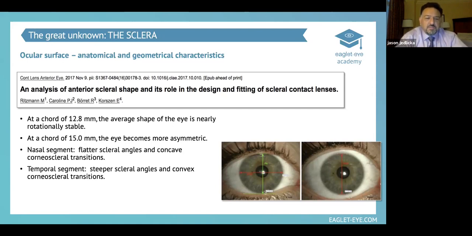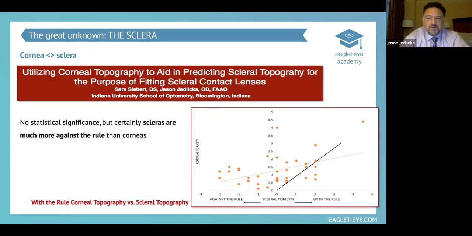Our nasal segment generally has a flatter scleral shape, and our temporal and inferior temporal zones a steeper scleral shape and different types of transitions. So this is important to be aware of. We did a study a few years ago at Indiana too, looking at corneal topography and trying to correlate it to scleral shape. Could we use corneal topography to somehow predict scleral shape?